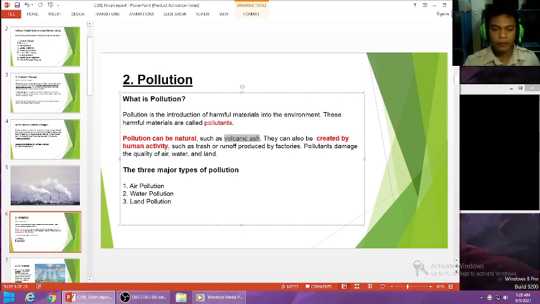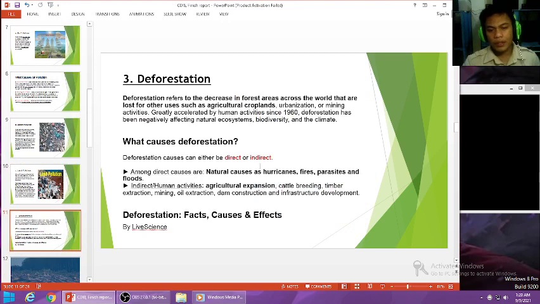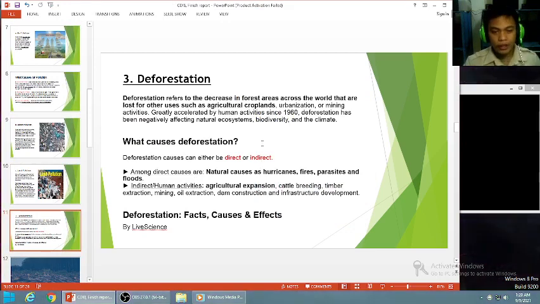Now, the three major types of pollution. We have air pollution, water pollution, and lastly, land pollution. Now, next is deforestation.